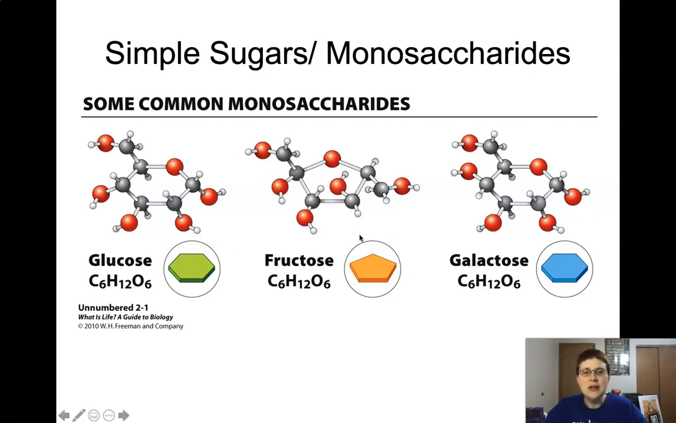And this shape right here is what makes fructose taste sweet. This is why fruits taste sweet to us. If I gave you a cup of glucose and a cup of fructose to drink, you'd like the fructose because it's sweet compared to glucose, even though they're both energy molecules.